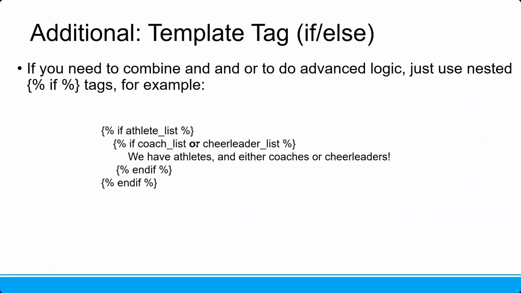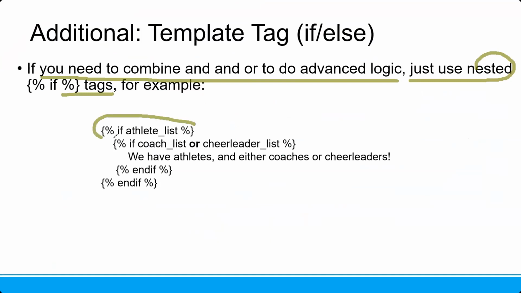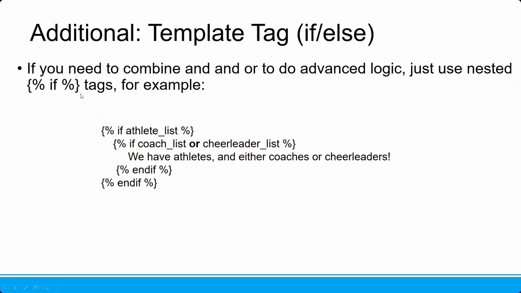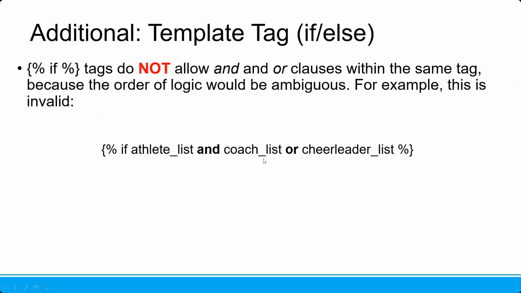template tag. So if you want to make that kind of AND logic, you need to do it in a different way. For example, if you need to combine and or to do the advanced logic, you can use nested if tags. For example, you will check the first if. Okay, the first if is true, then we will check the second if with or. Okay, so the logic is still the same with the previous one. The logic is still the same with this one.